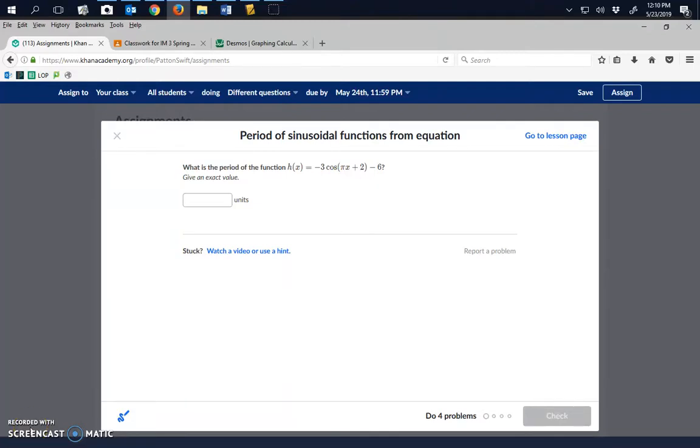All right, assignment 12, period of sinusoidal functions from equation. Okay, so when you don't have the graph and you just have the equation, you can also figure out the period. The period, well, let's just go over the entire thing right now.